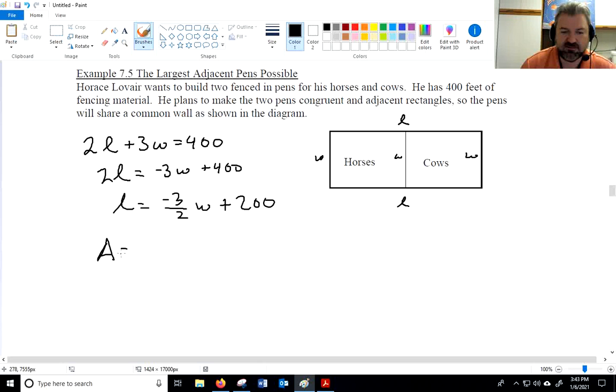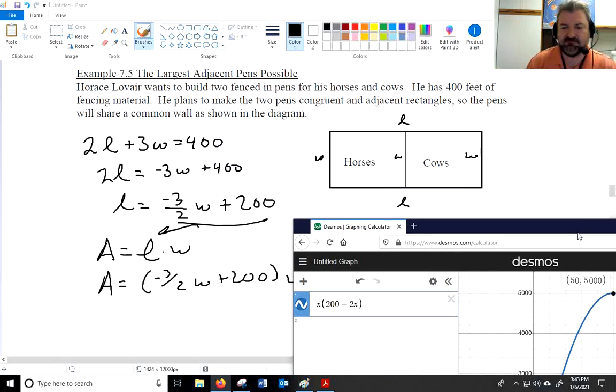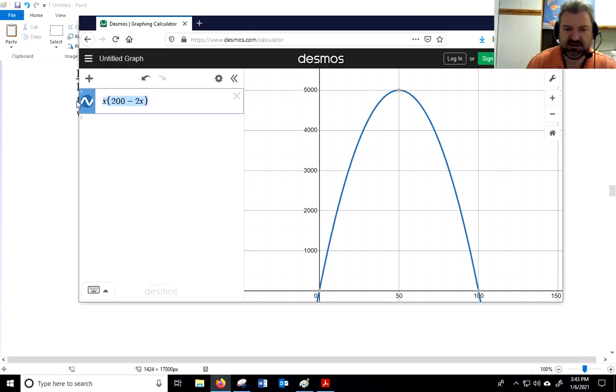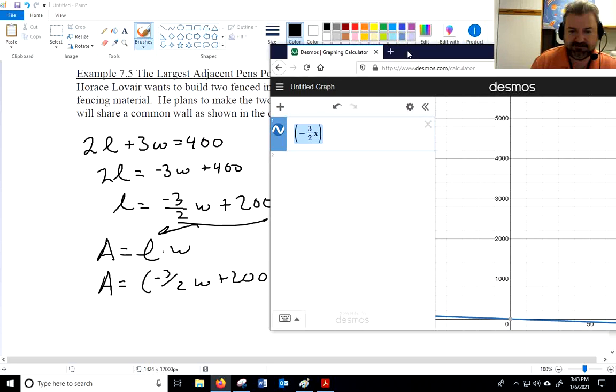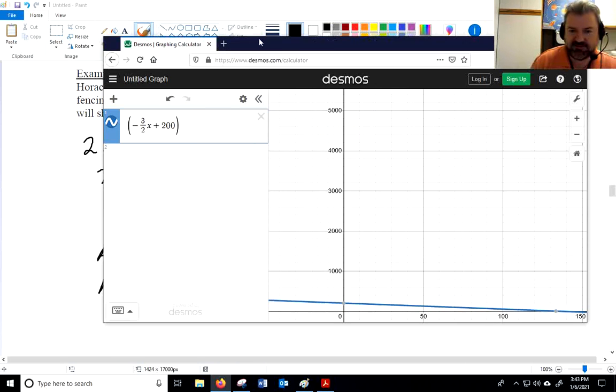Now the area, we know, will be length times width. So my area is the length times the width. You see I replaced L with that expression involving W. So we're going to solve this for the optimal width so that we get the most area combined between the two. So that's negative 3 over 2 x plus 200, and then I think that's just times x.